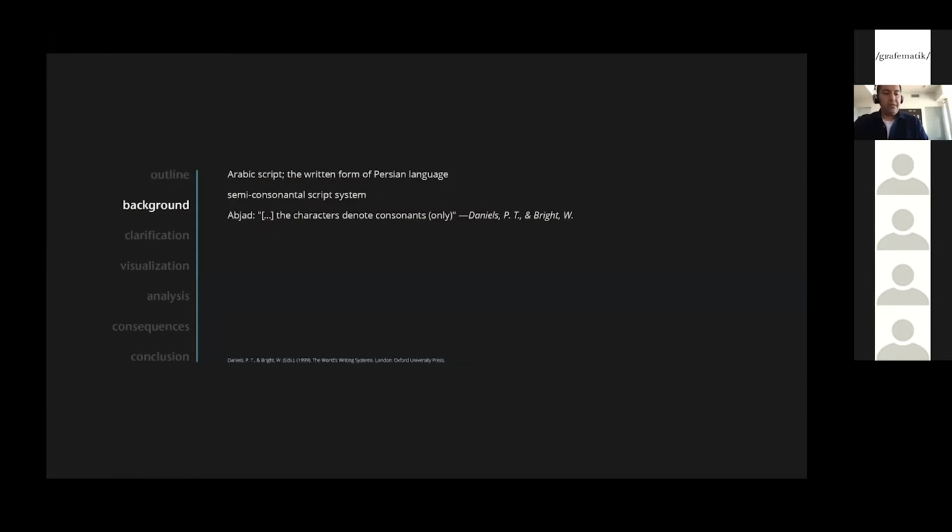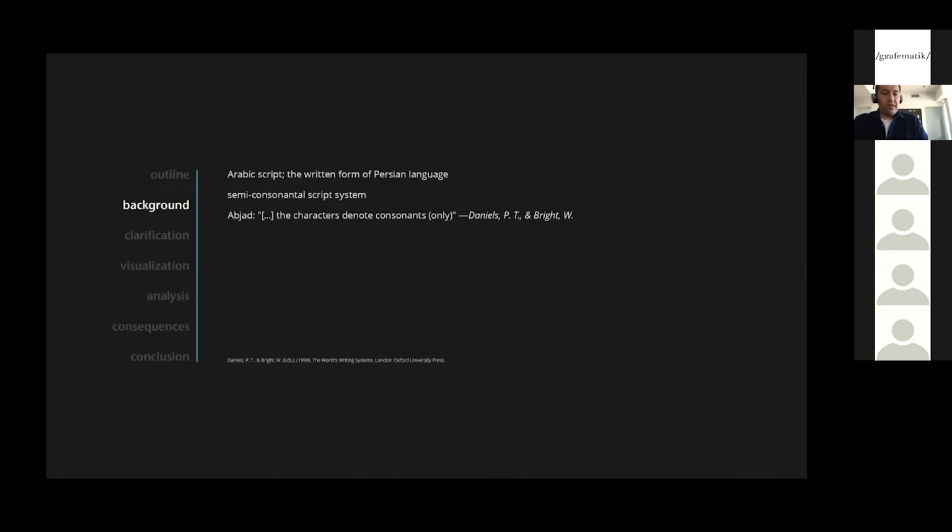First, I have to give you a little background about the status of Persian writing and orthography. As many of you know, the written form of the Persian language is the Arabic script with some adjustments. The introduction of Arabic script to the Persian language goes back to the mid-7th century and the Muslim conquest of Persia. The Perso-Arabic alphabet is a semi-consonantal script system.